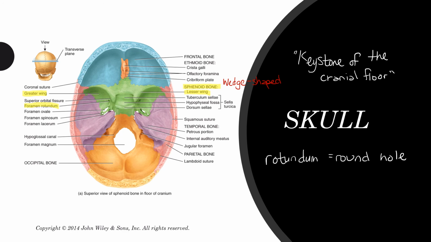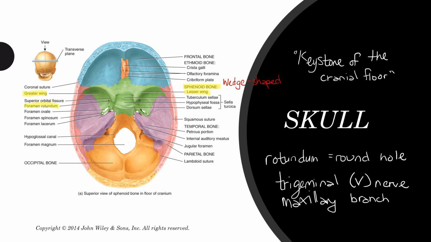This is a foramen that the maxillary branch of the trigeminal nerve actually passes through. So the trigeminal nerve is the fifth cranial nerve. We will go over all the nerves yet too, but you can know that the foramen rotundum is where the maxillary branch of the trigeminal nerve actually goes through.